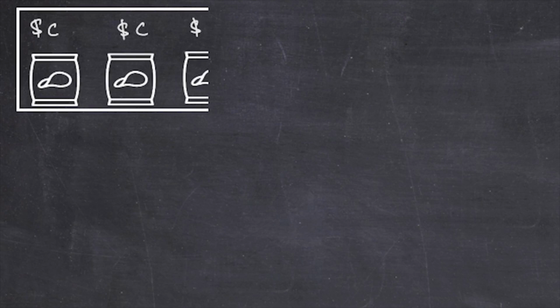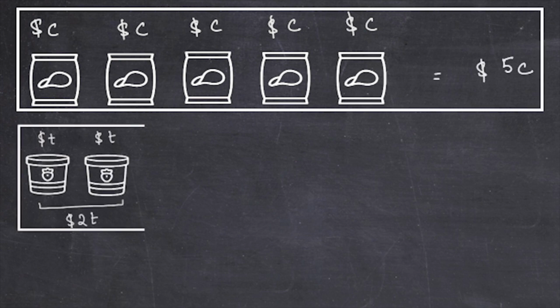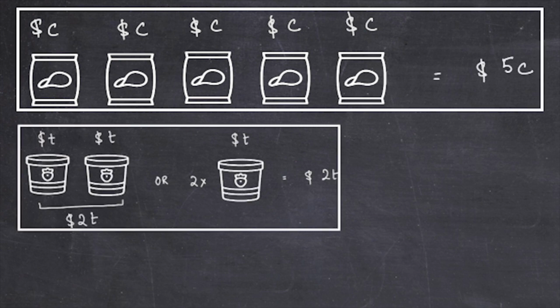Peter needs to buy snacks for his sister's birthday party. He buys 5 bags of chips at an unknown dollar amount each, and 2 ice cream tubs for another dollar amount each. Since we don't know how much the chips and ice cream tubs each cost, we represent the cost of the chips with a dollar sign next to the letter C for chips, and the cost of the ice cream tubs with a dollar sign next to the letter T for tubs. How much does he spend in total?